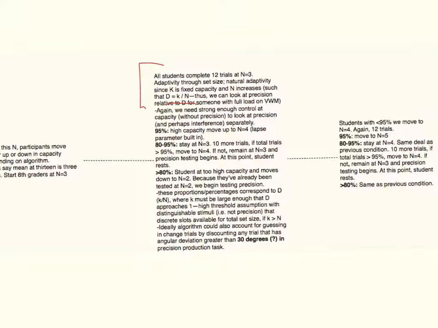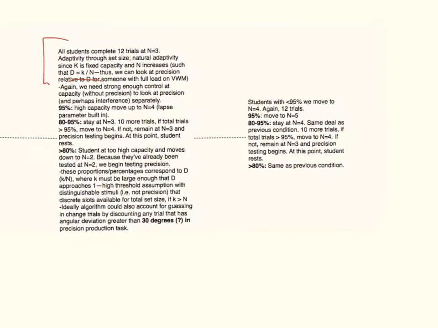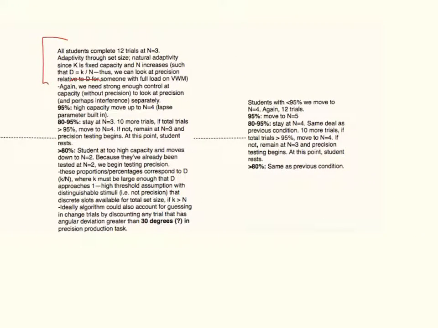And that's also why we should stress this idea of the control at capacity. So not only with one item, but getting a good enough trial count when we find them at capacity, and then we start loading with precision, and then possibly interference.